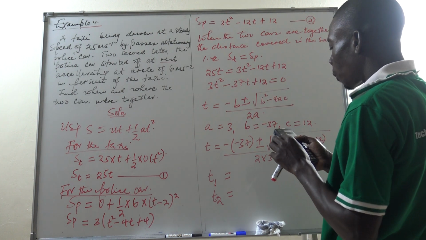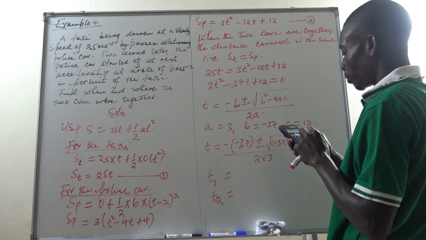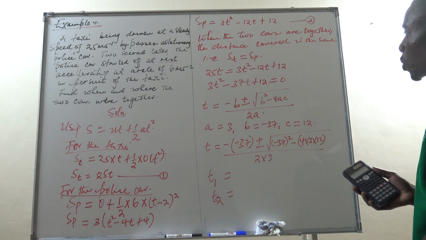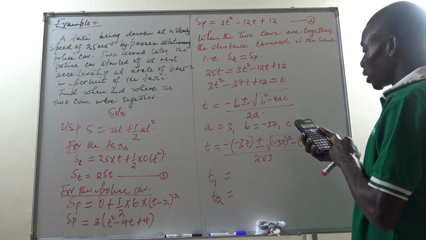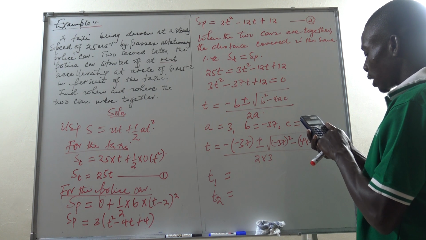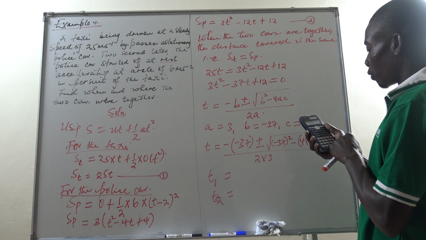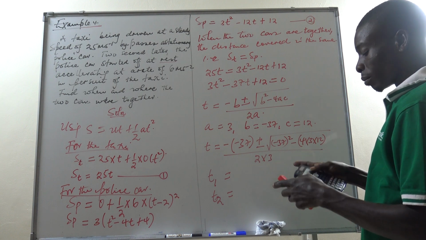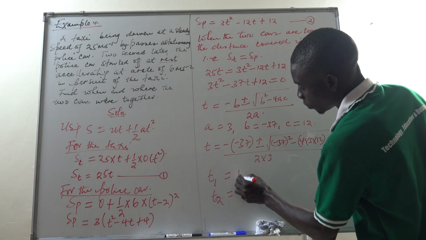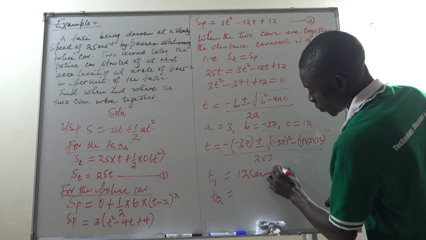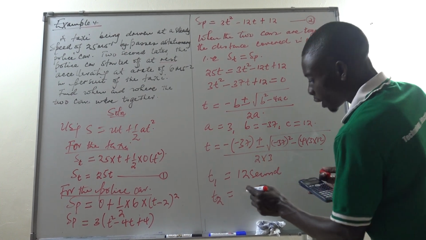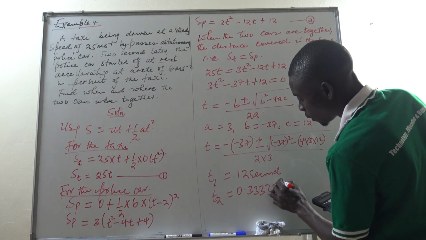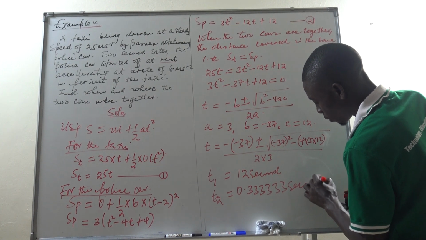So let's now press that. Pick your calculator and then solve that. Degree 2. And then I can say that is 3, and then negative 37, and then I have here 12. And then this one has 0.333, okay, second. Is that okay?